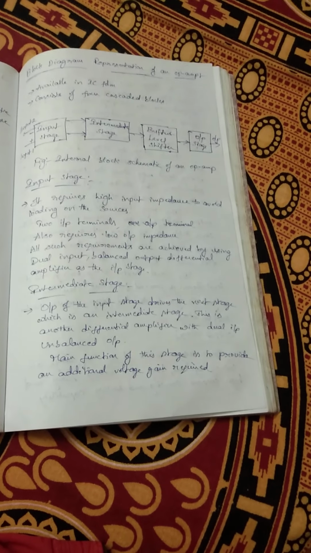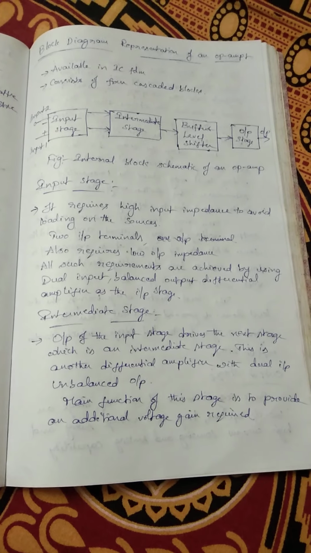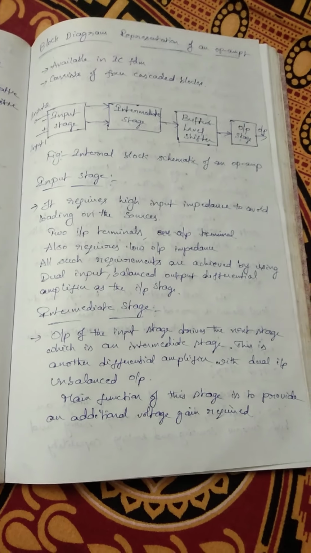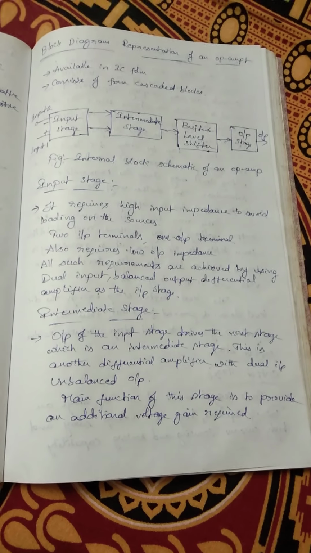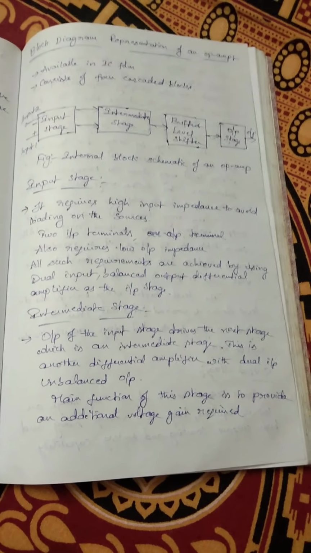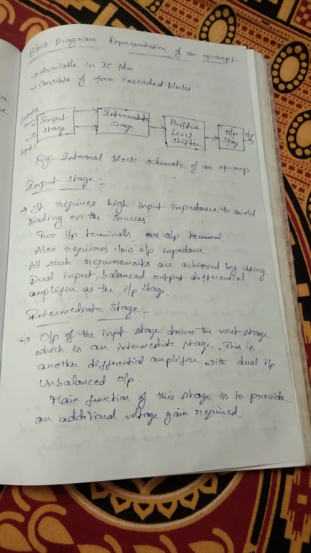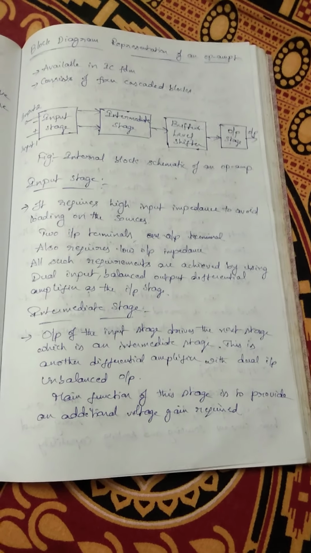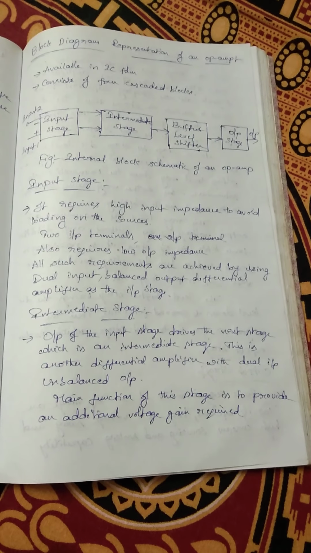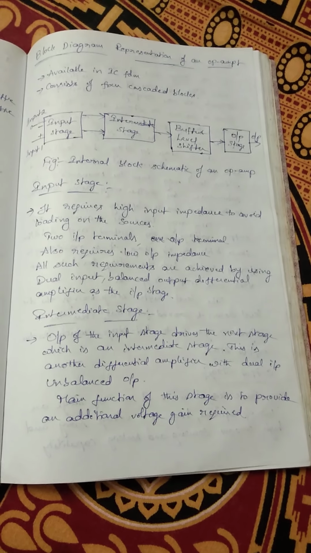Good evening to everyone. In today's class, we will discuss the block diagram representation of an op-amp. As mentioned earlier, nowadays op-amps are available in integrated circuit form, that is, in the IC form. Commercial IC op-amps usually consist of 4 cascaded blocks. The block diagram of IC op-amp is shown in the figure.